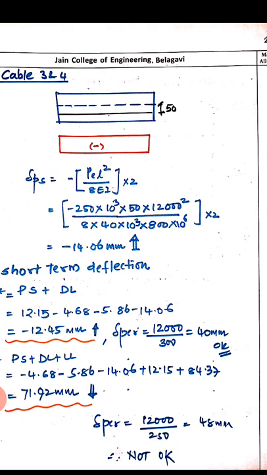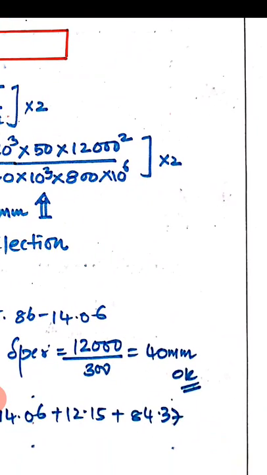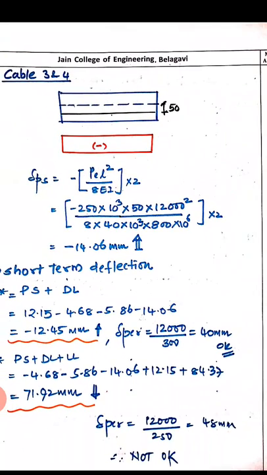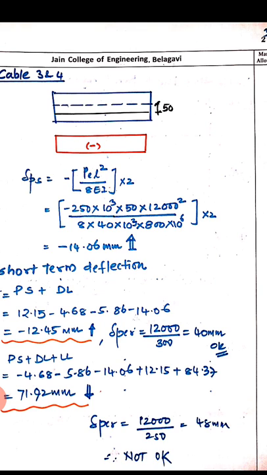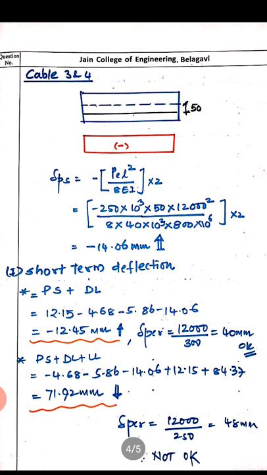Next, we got the permissible deflection as per code for prestress and dead load only. They are given as span by 300, 12,000 divided by 300, that is 40 mm. So it is within the permissible limit. Next, move on to the deflection due to prestress plus dead load plus live load. Again we have, because of cable number 1 minus 4.68, because of cable number 2 minus 5.86, and because of cable number 3 and 4 we have minus 14.06, plus dead load 12.15 plus live load 84.37. So ultimately we got the deflection is 71.92 mm.